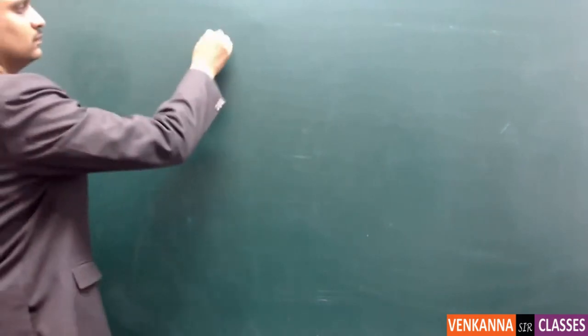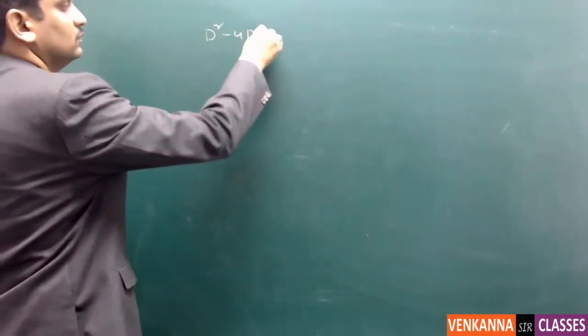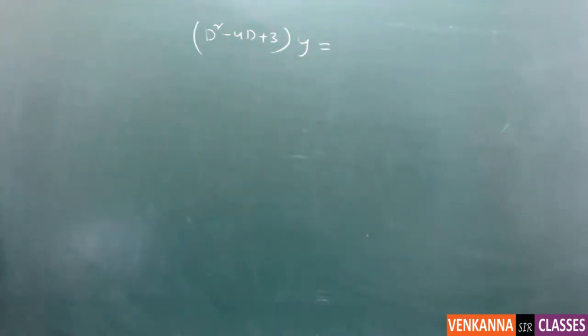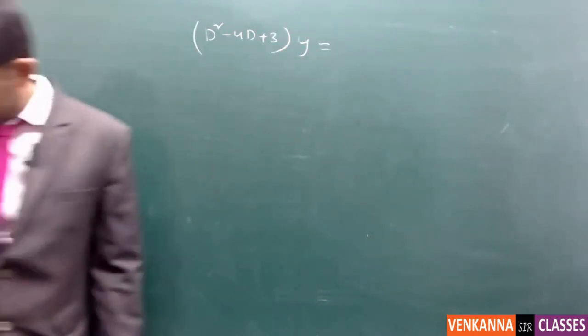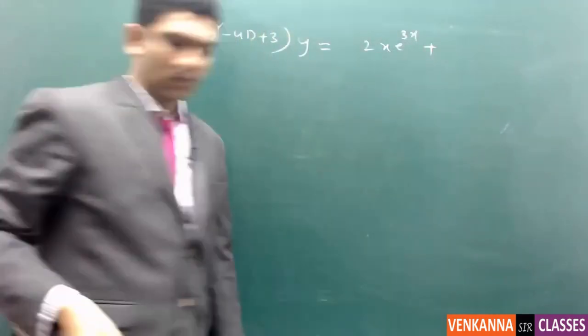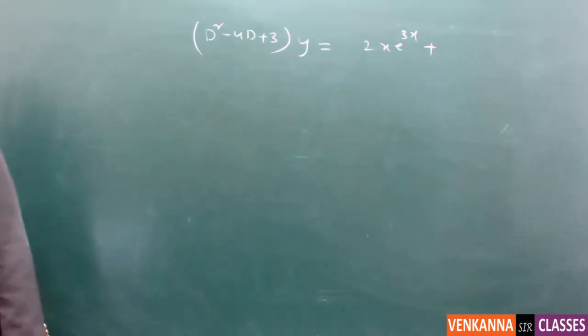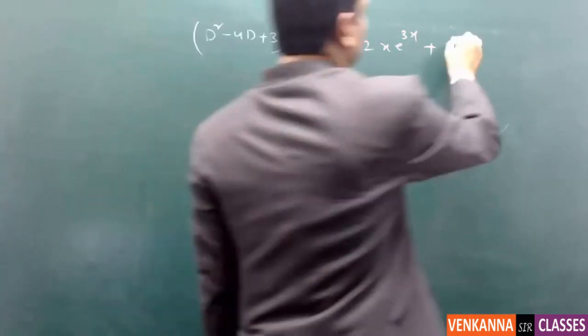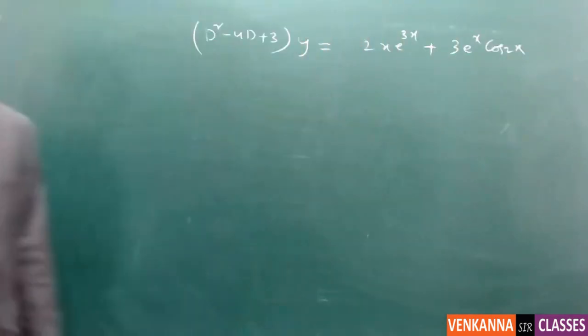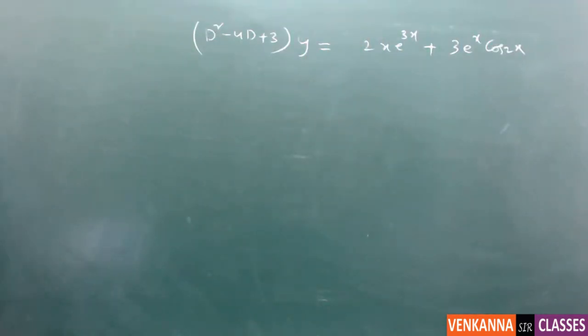So please note down that d square minus 4d plus 3 into y equal to 2x e power 3x plus 3 into e power x cos 2x. So that is the problem. Straight away I will start with yp.